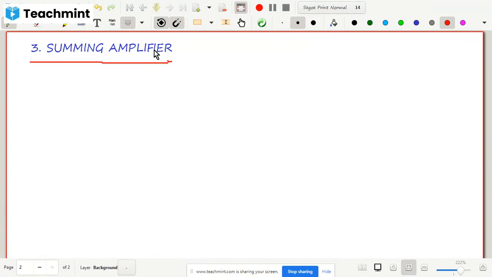So to do that, what type of amplifier is this summing amplifier? We know we have two amplifiers, one is the inverting amplifier and the other is the non-inverting amplifier. This summing amplifier is an inverting amplifier. It is a special case of the inverting amplifier. I'm just writing in short. That means I will have to give the input to the inverting terminal and ground the non-inverting terminal, isn't it?